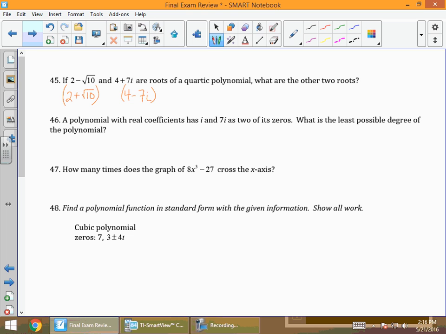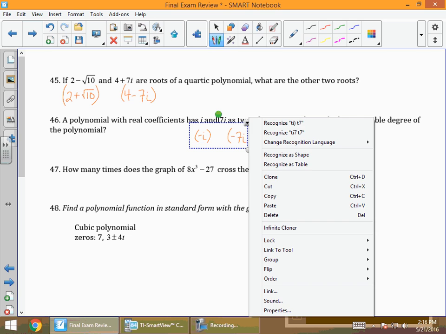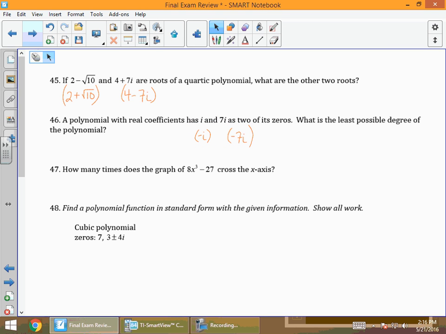Number 46 says a polynomial with real coefficients has i and 7i as two of its roots, which means negative i is a root, and it means that negative 7i is a root, because we know that those things come in pairs. They always do. So it says, what is the least possible degree of the polynomial? Well, how many roots is the fewest it could have? Well, it's going to have 1, 2, 3, 4. So it's going to have, at minimum, a fourth degree.